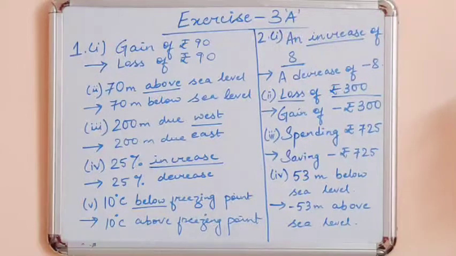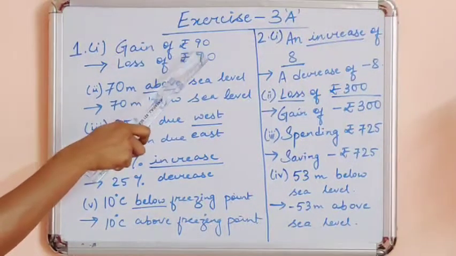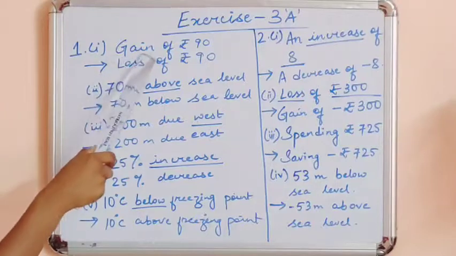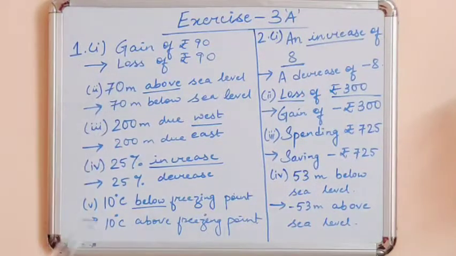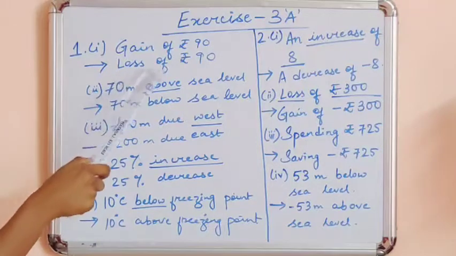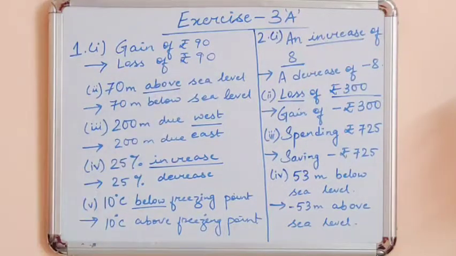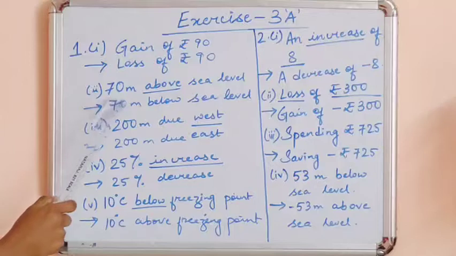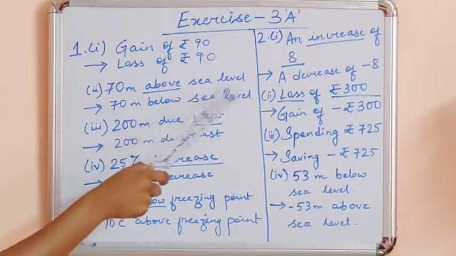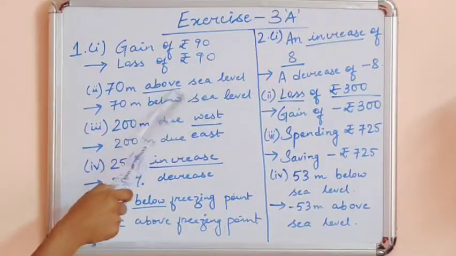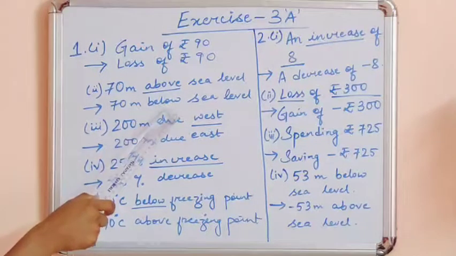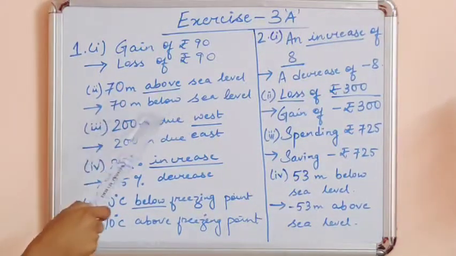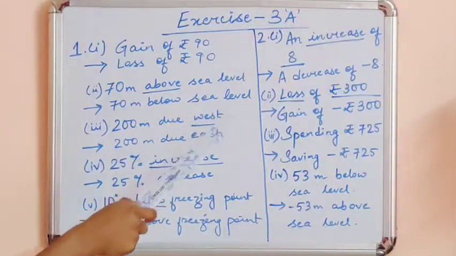So question number 1 is gain of rupees 90. So in this question there is a gain. So we will write the opposite of gain, that is loss. So our statement will be loss of rupees 90. Question number 2, 70 meter above sea level. So instead of above we will write below because opposite of above is below. So our statement will be 70 meter below sea level.